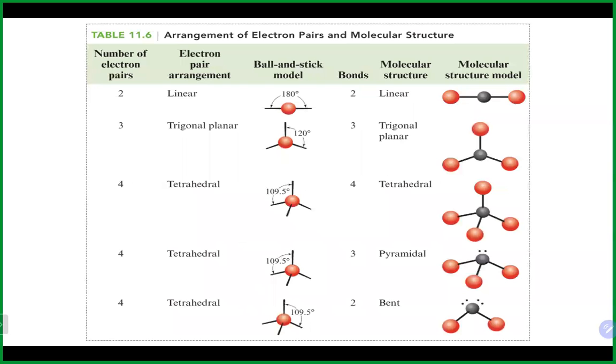Here's a table from your book. Also, if you go online on our Canvas under exam 2 review, I made a nice little table of the geometries and all that kind of stuff if you want to look at it. But that really is the best way to do it, based on number of electron pairs and number of bonds, and just memorize the geometries that go with it. Any questions on that?